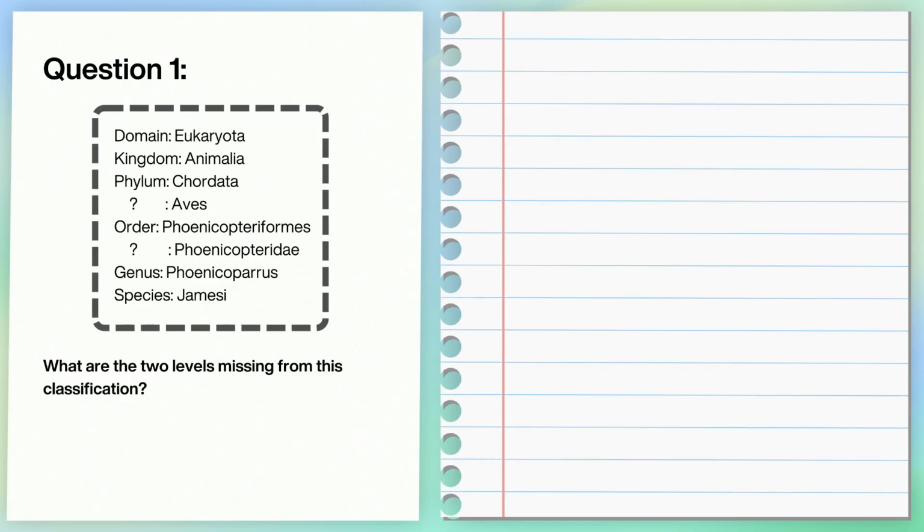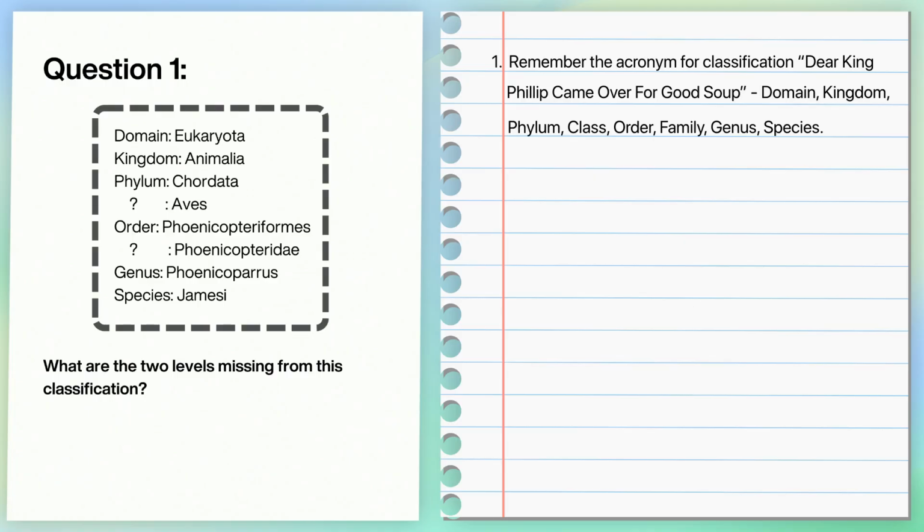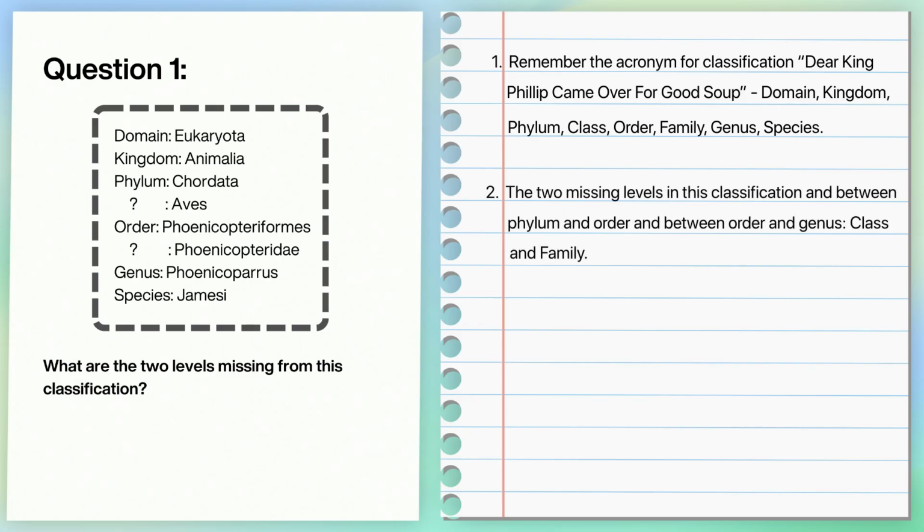Let's work through a question to consolidate our knowledge. What are the two levels missing from this classification? Pause here to have a go. Now let's go through it. Remember the acronym for classification: Dear King Philip came over for good soup. These words represent domain, kingdom, phylum, class, order, family, genus, species. The two missing levels in this classification are between phylum and order, and between order and genus. These are class and family. Therefore, James's flamingo is in the class Aves and the family Phoenicopteridae.